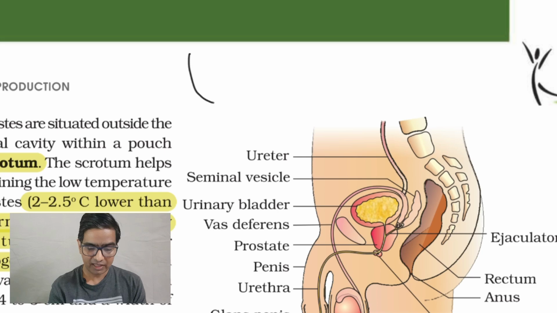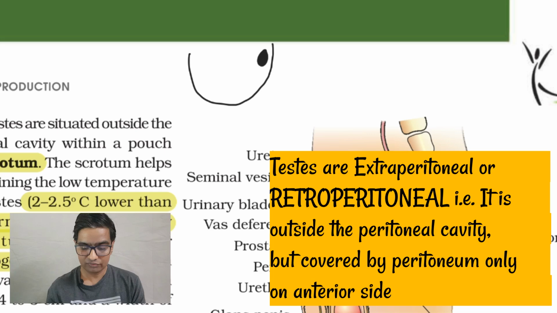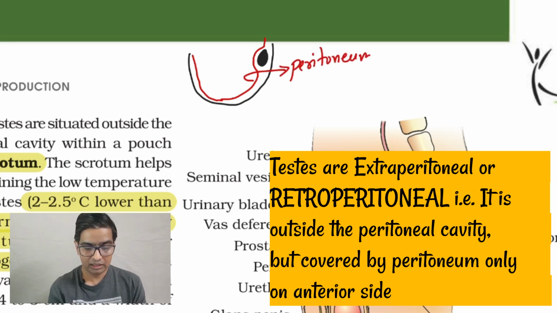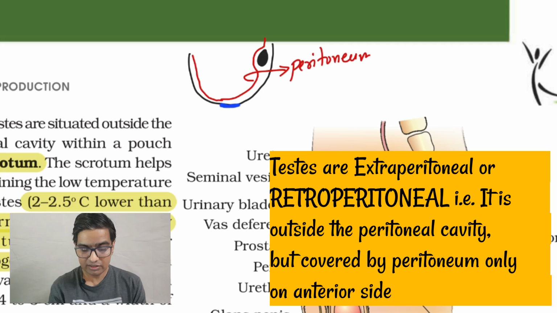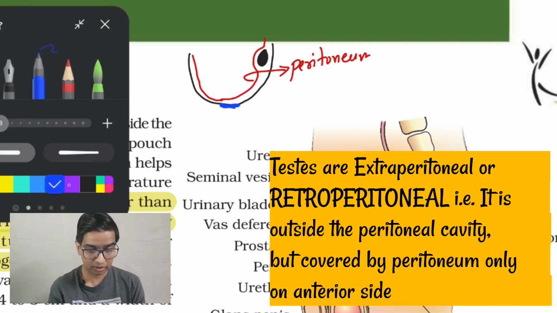Means what? See, imagine I am drawing the abdomen. This is the abdomen. The testes were somewhere here in the posterior part of the abdominal wall. Getting it? And surrounding this, only on the anterior side, was the layer of peritoneum. Getting it? So this is our peritoneum. Let this blue thing be the future developing scrotum. We have not yet developed the scrotum. The baby has not yet developed the scrotum.